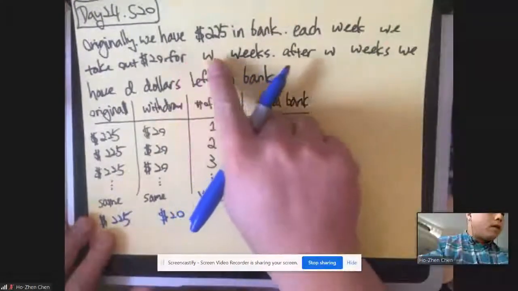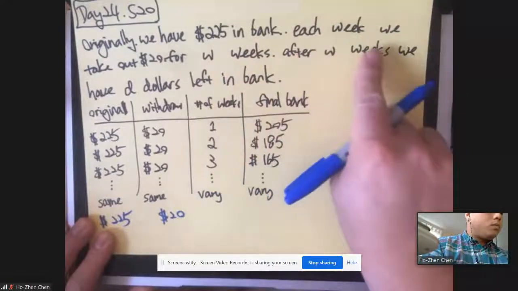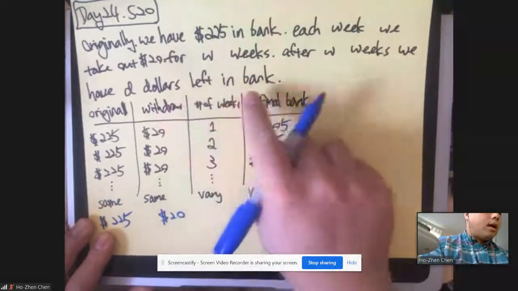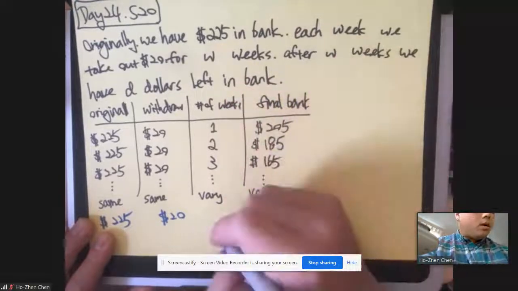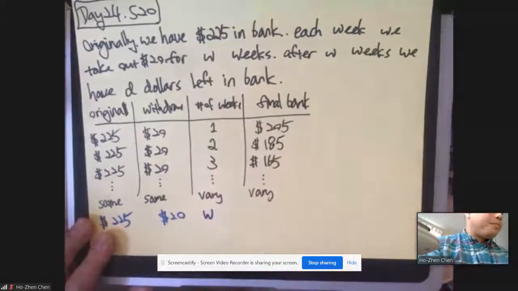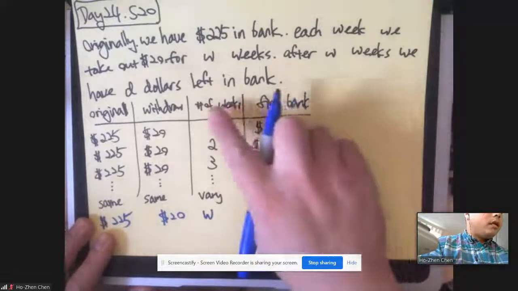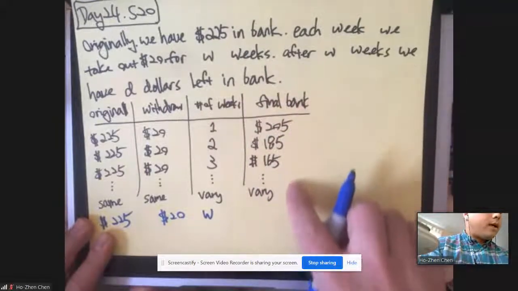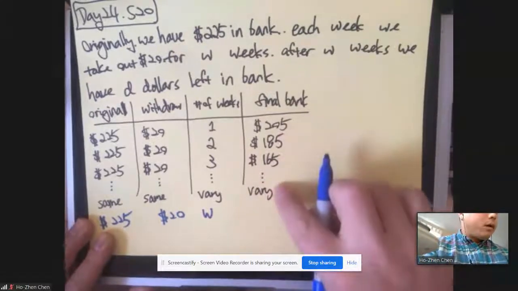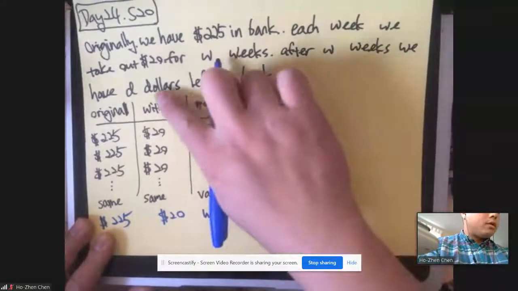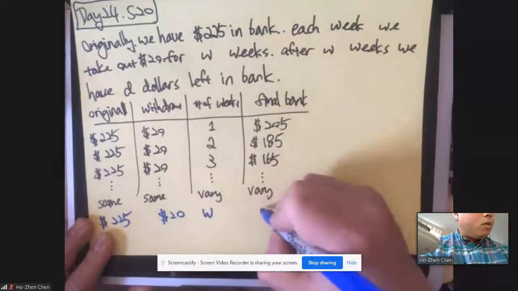So let's read through that. We have $225 in the bank. Each week we take out $20 for W weeks. So for the number of weeks, we're going to look at W. And we have D dollars left in the bank. So the final amount within the bank, since it varies, the question statement gives us a variable to define it. We'll write D.